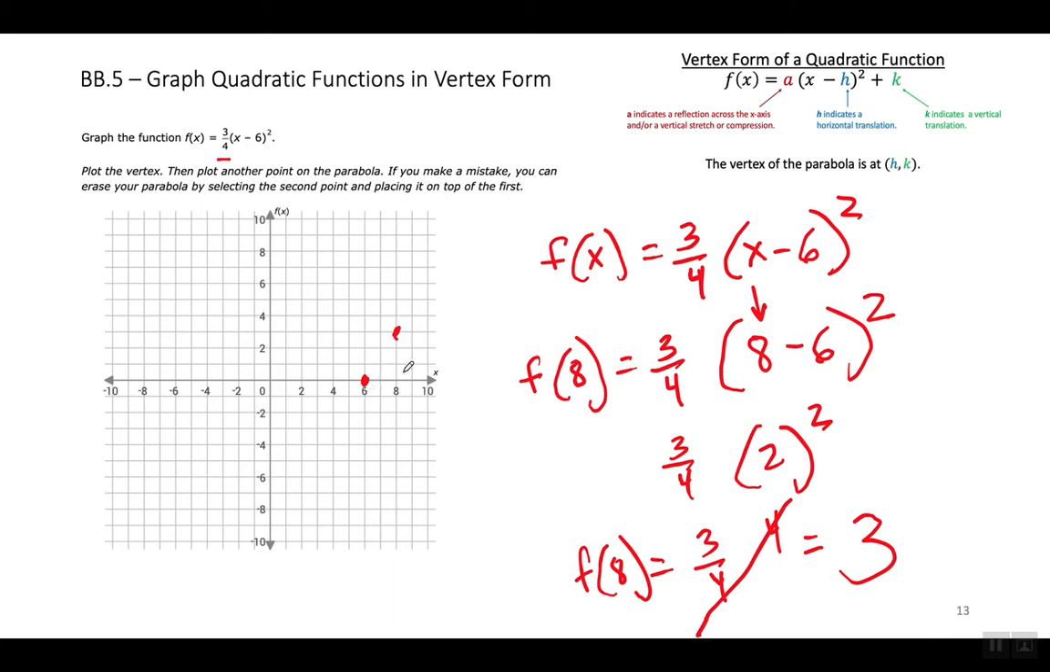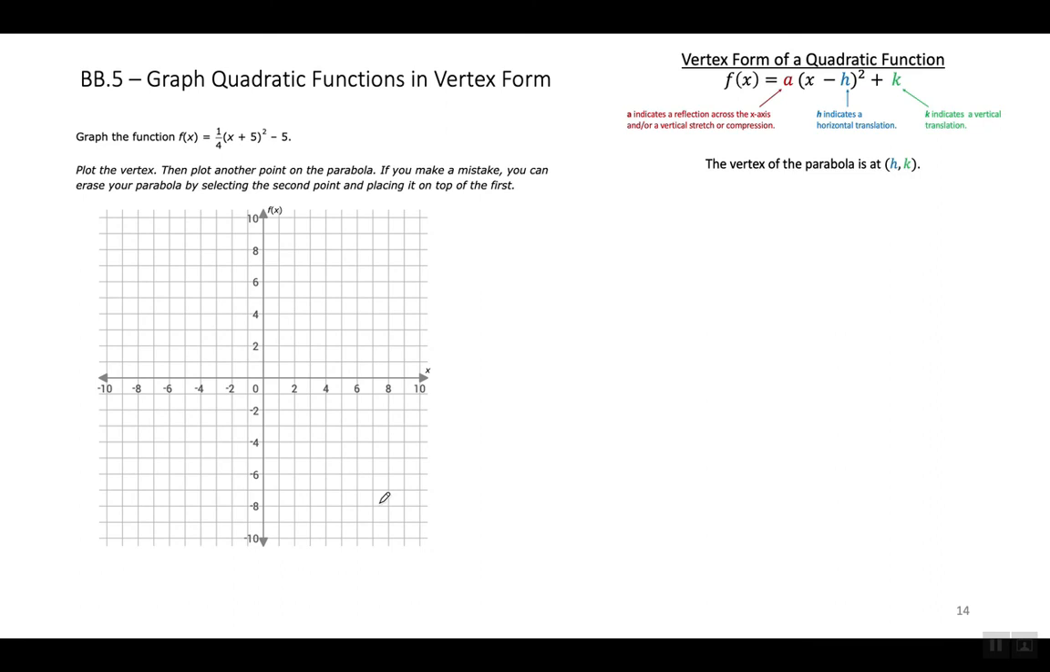Since that's 2 units to the right of my vertex, I'm going to go 2 units to the left of the vertex and put a dot right there as well. On IXL, you only got to do it once, but I'm just showing if you had to graph it, how you would do it easily. Okay? And there is my parabola.